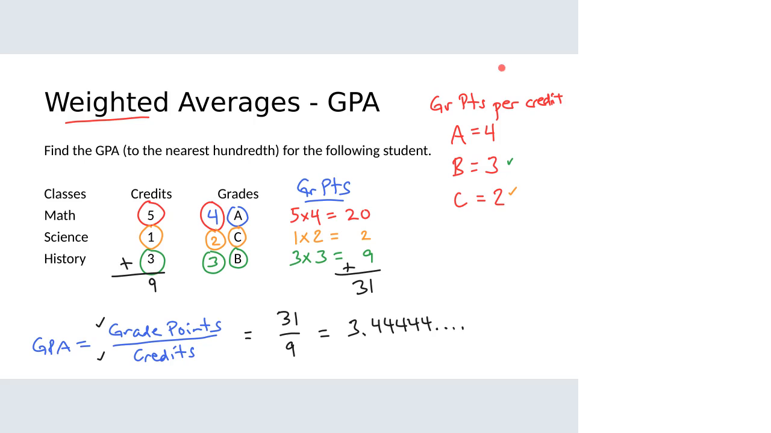I was told a long time ago to find the GPA to the nearest hundredth. So I'll find the hundredths place, 2 past the decimal. I'll look 1 space to the right. That number's 4 or lower, so we're going to round this down. And the GPA for this student is 3.44.